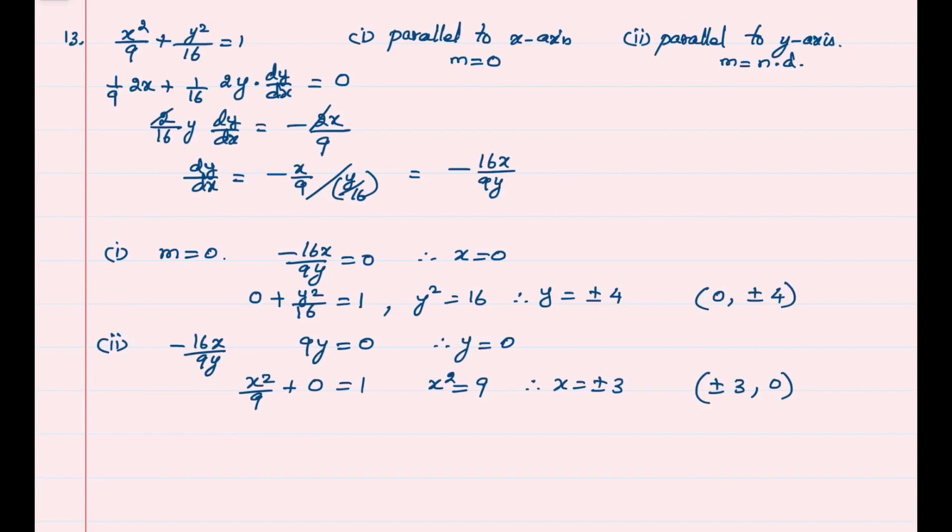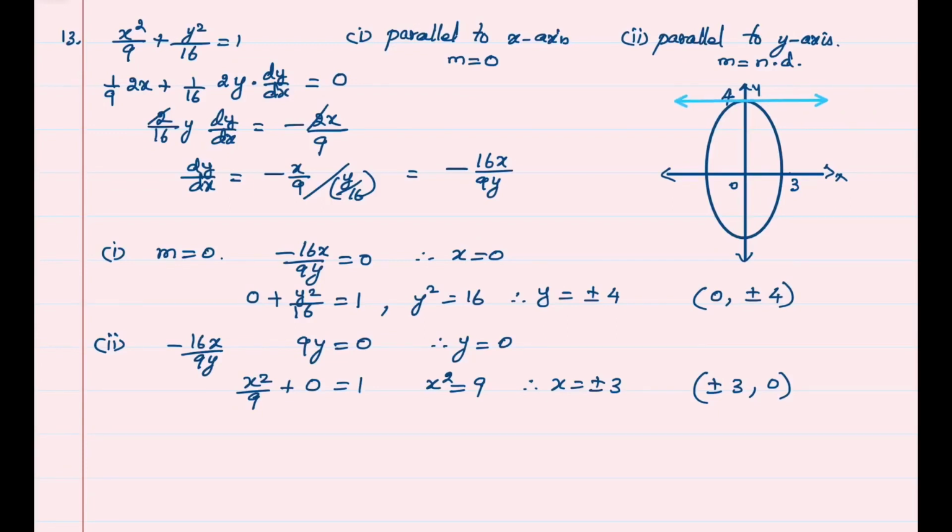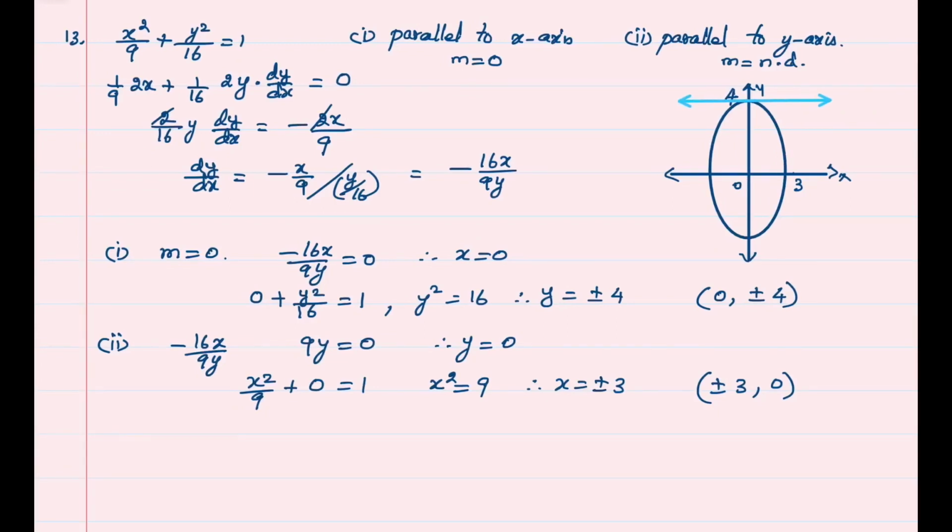In this question, we have to find only the points of contact. We know the answer for this question before even solving it. We know that the given equation is an ellipse. a square is 16, b square is 9. So, a will be 4, b will be 3. On the y-axis 4 units, on the x-axis 3 units. If we draw tangents to this ellipse which are parallel to x-axis, we get two tangents, one at 0, 4 and the other one at 0, minus 4. So, for the first subdivision, the answer is 0, plus or minus 4.